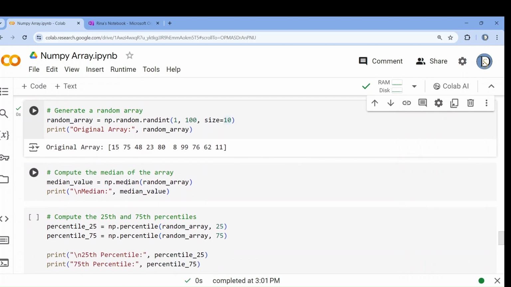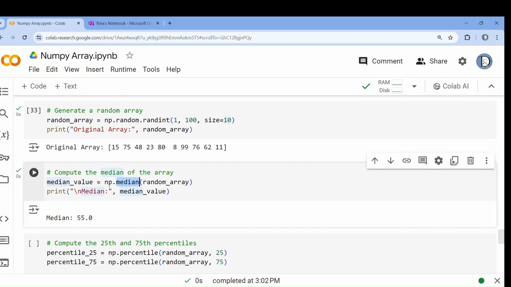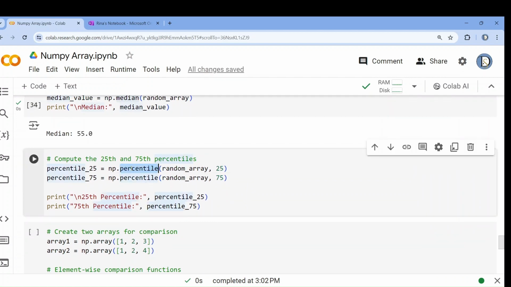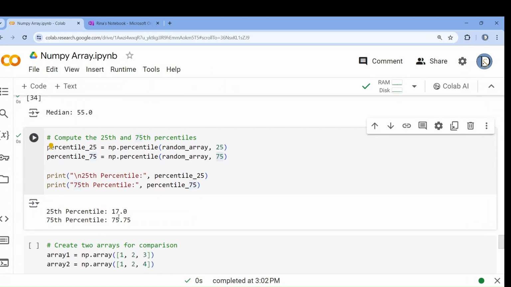Now, if I want to calculate the median value of the array, I'll just write a function called median. It will give me the median value. Now, how can we calculate percentile? If we want to calculate percentile, I have to use this function. If you want the 25th percentile, 75th percentile, 50th percentile, 100th percentile, just by writing this function, you can get the percentile of the data set. For discovering outliers, percentile will help you a lot.